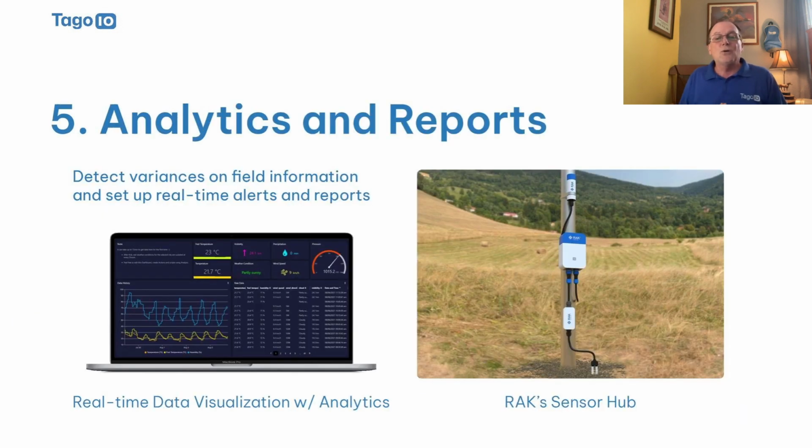Analytics and reports. So this is just a couple examples, but using the RAK Sensor Hub, you could detect variances on field information, set up real-time alerts and reports, real-time data visualization, and analytics. And again, that's just touching the surface a little bit, but there is a lot that you can do with this. And when I say creating reports, I'll talk about this a little more in the webinar here. For the reports, you can create a beautiful PDF report. You could have it go out on a schedule, or you could send it out on a one-time basis or many times. However you want to do it, you can do the reports, and then obviously the analytics, which is a very nice feature to have.